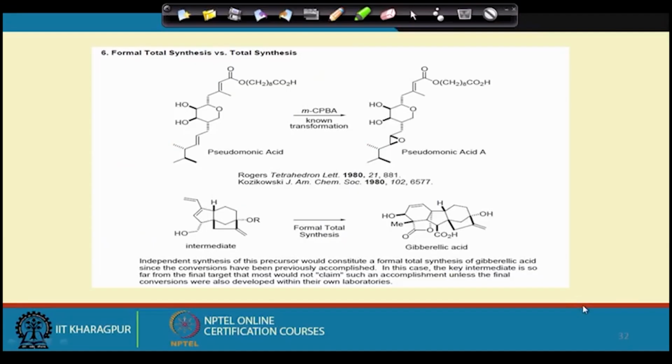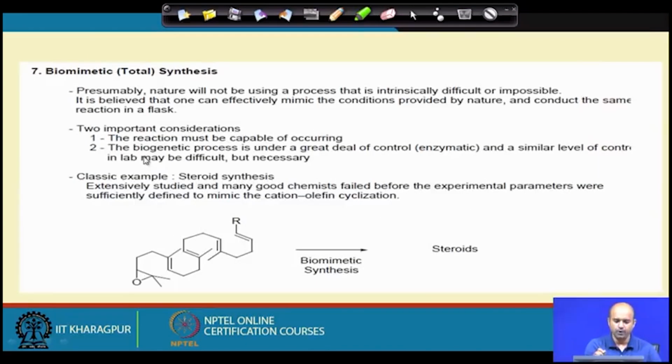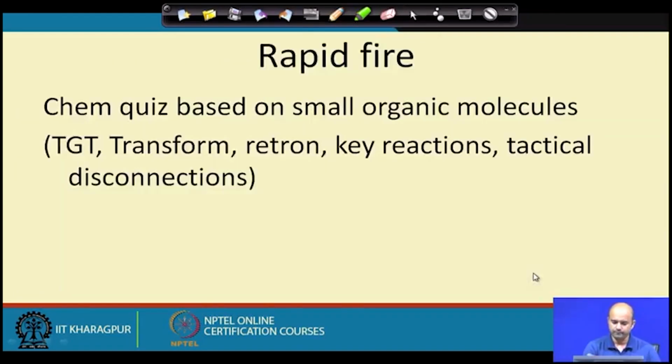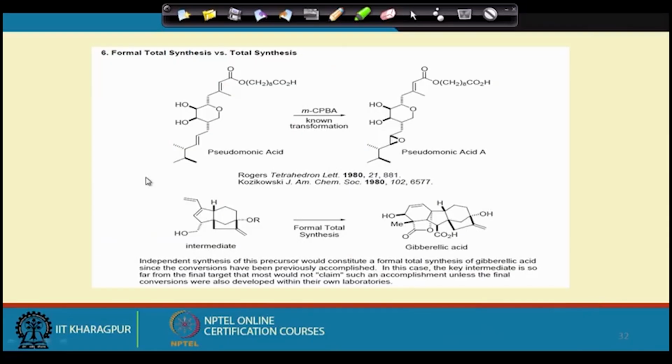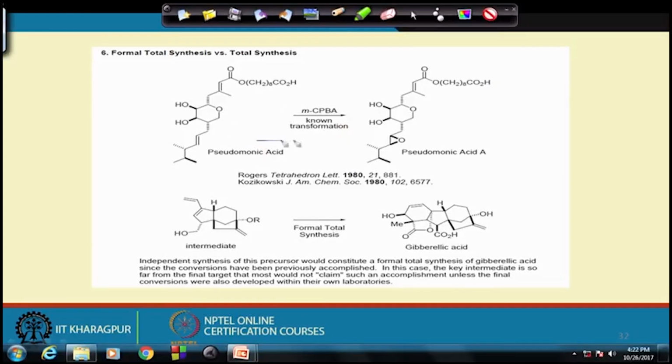So, we will try to close down in this particular section, and finally, we will talk about two terminologies, formal total synthesis versus total synthesis. Formal means some steps are known. So, you have arrived up to this point by some synthetic steps. From this point the remaining steps are known to you. So, this is called formal total synthesis.